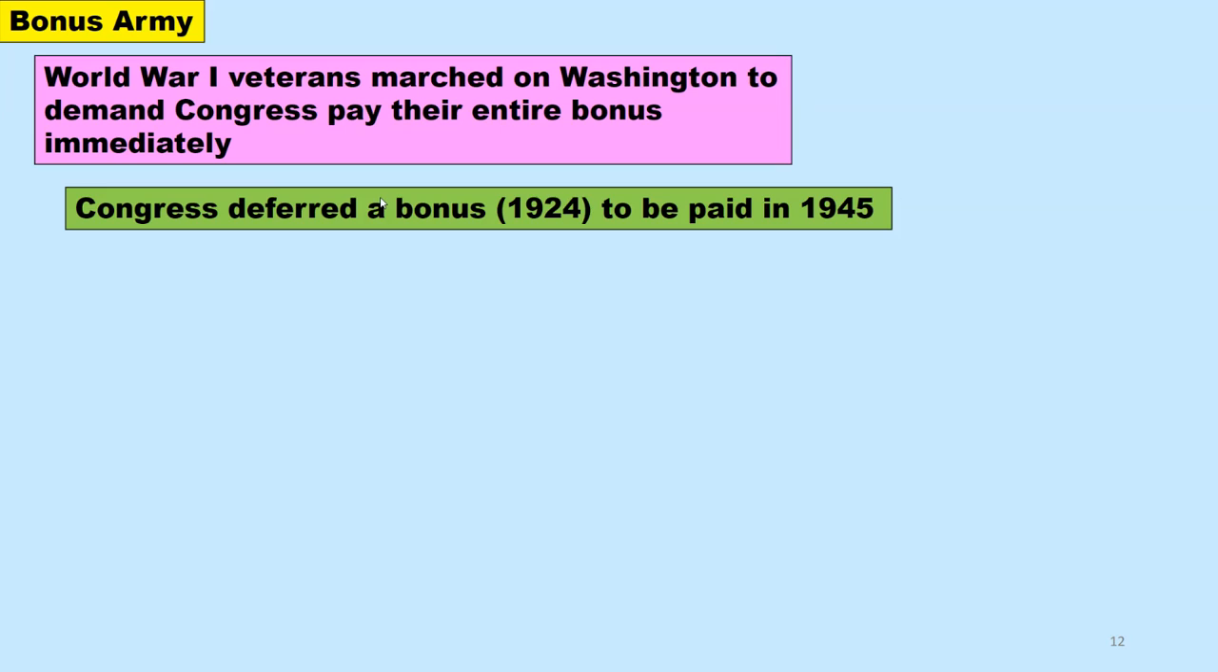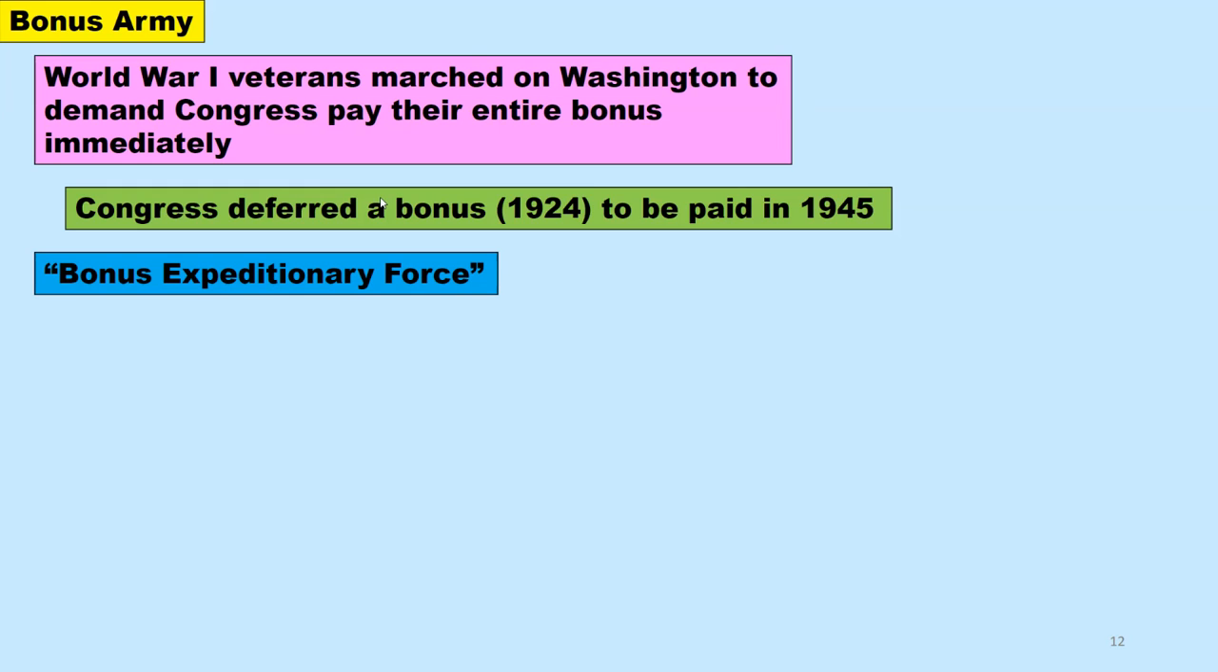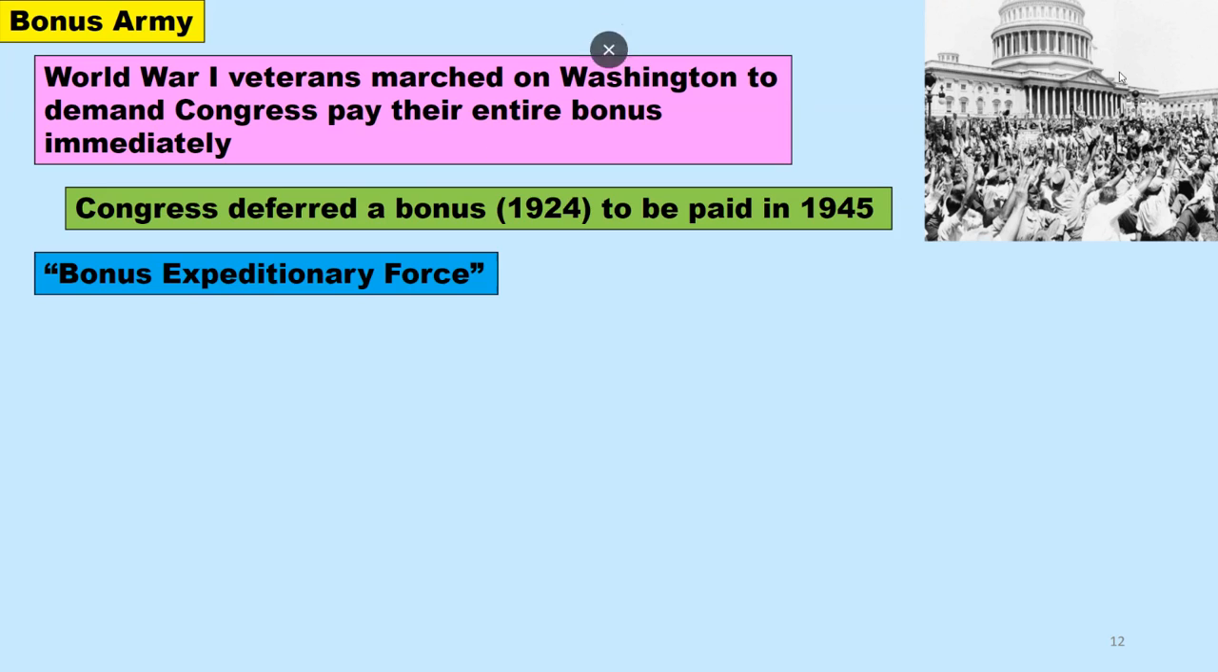But now they're in a depression, and they're going to demand Congress give them their bonuses now, immediately, when they need them. They're going to call themselves the Bonus Expeditionary Force. Remember, during World War I, they were known as the American Expeditionary Force. So this is them. Okay, they're marching on the Capitol. They're going to protest and demand and lobby and all those sorts of things.